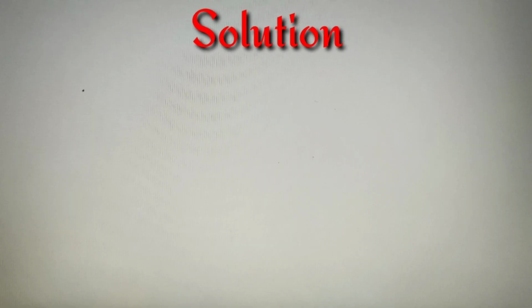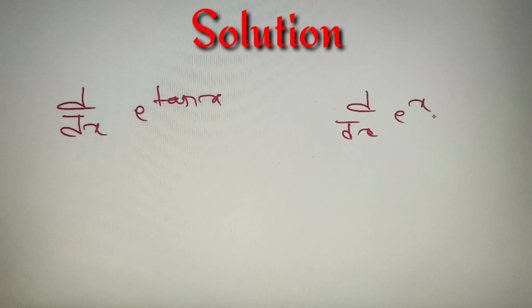So according to our given question, we have to differentiate e to the power tan x with respect to x, or basically we have to find d/dx of e to the power tan x. Now we know that d/dx of e to the power x is simply e to the power x. So we can apply the same formula on e to the power tan x and we get our answer as e to the power tan x only.